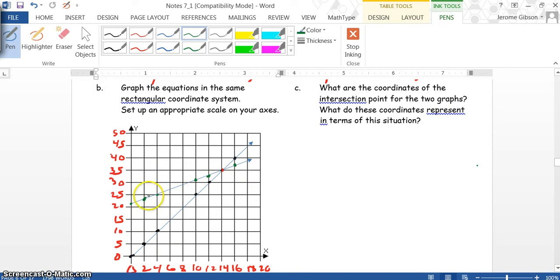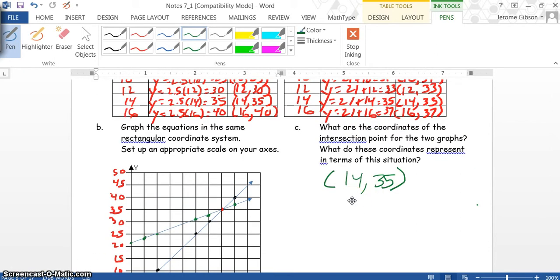So I'm plotting all of the points, as you see here. This is for the first equation. This is for the second equation. And I put in red the point where they intersect, which is (14, 35). And they ask here, what are the coordinates of the intersection point? It'll be (14, 35).